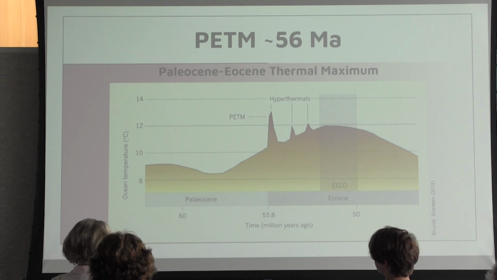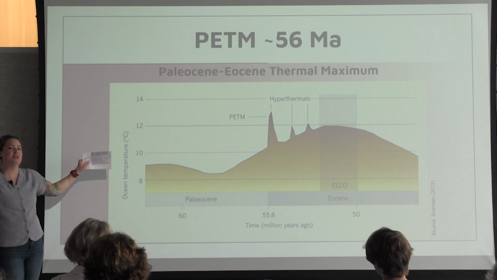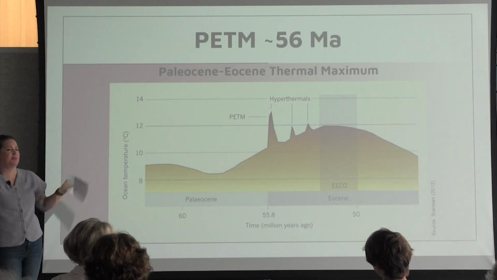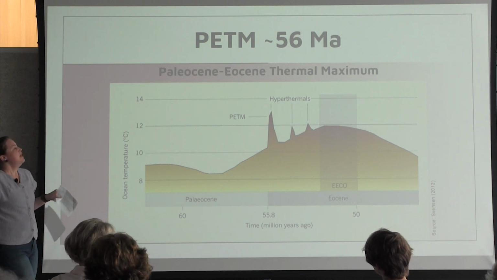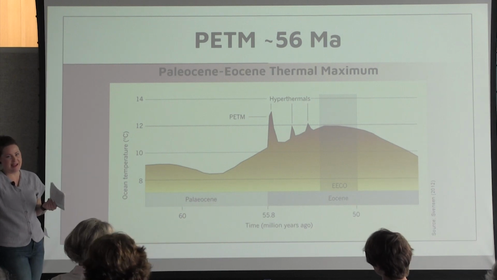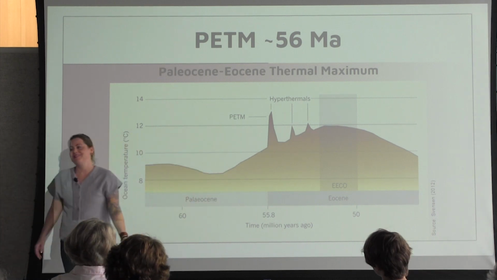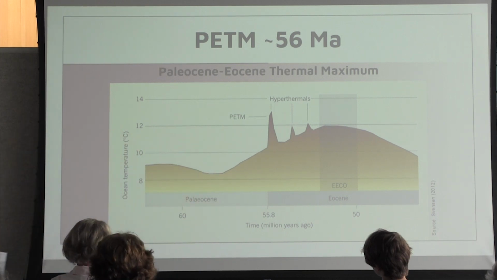But what's scary about this little PETM is that this is the most well-known climate change event in our Earth's history because it happened so recently. The other thing is that it's the closest proxy to what's happening right now. But even though this looks like almost a vertical spike, it is nothing compared to what we're doing right now.